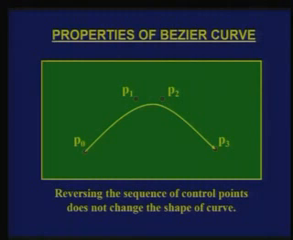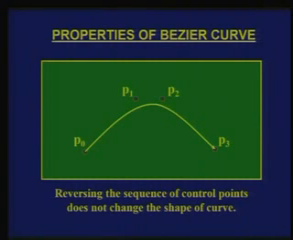Here is another very interesting property of the Bezier curve. As we said, the sequence of points is important in order to define the Bezier curve, but if I reverse the sequence, I get back the same curve. Suppose instead of giving P0, P1, P2, P3 as input, I give, let us say, P3, P2, P1 and P0. That means you are keeping the points the same but only reversing the order.